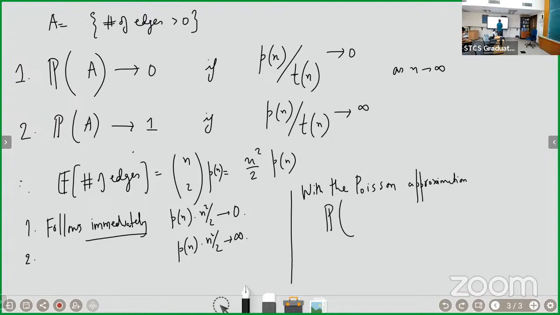Probability that the number of edges is how much? e to the minus lambda. Now, if that quantity is going to infinity, where is this going? So this quantity is going to infinity. So you need this approach. Otherwise, it's very difficult to actually go from here to proving that this is true. So essentially, what we see is that Tn is nothing but n square by 2.